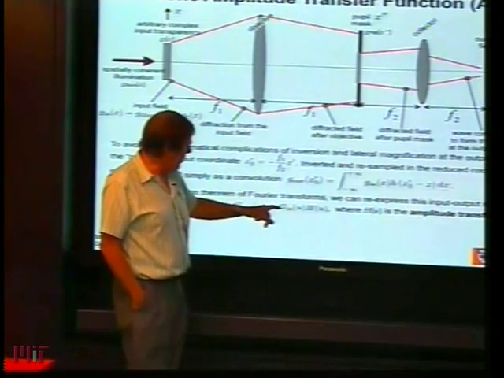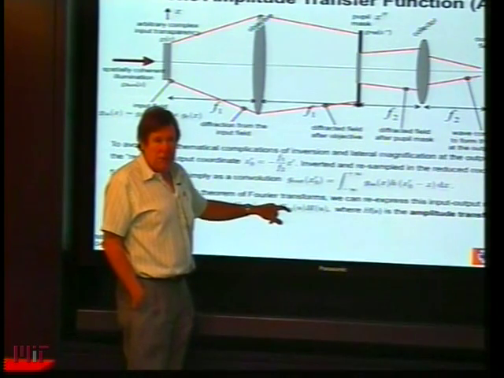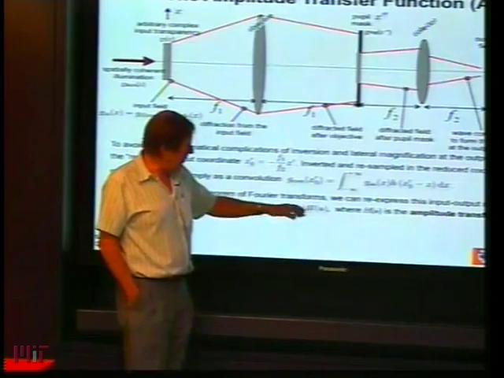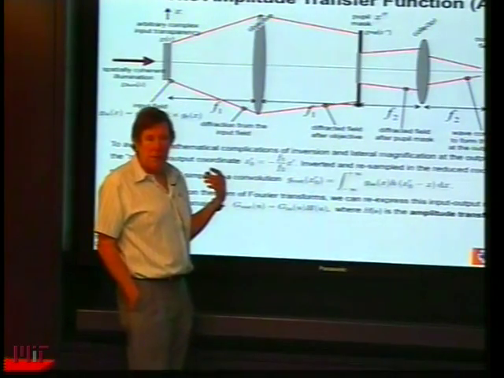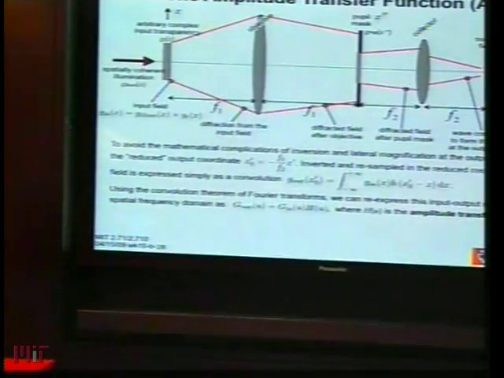So we have to multiply the spectral content of the object by the transfer function, and then we can do an inverse Fourier transform, and we'd end up with the image, the amplitude in the image.